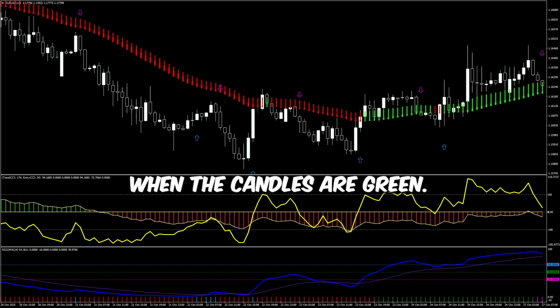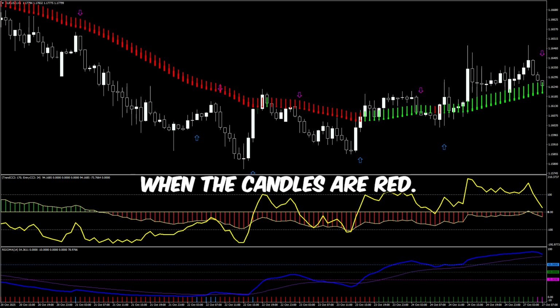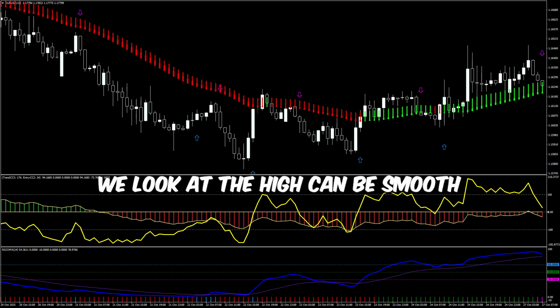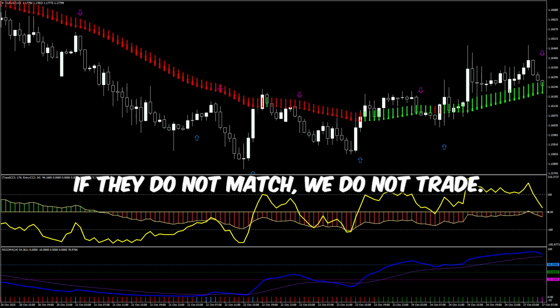When the candles are green, the market is bullish. When the candles are red, the market is bearish. This works hand in hand with our first indicator. When the moving average crossover gives a signal, we do not enter blindly. We look at the Heiken Ashi Smoothed to confirm the direction. If they do not match, we do not trade.